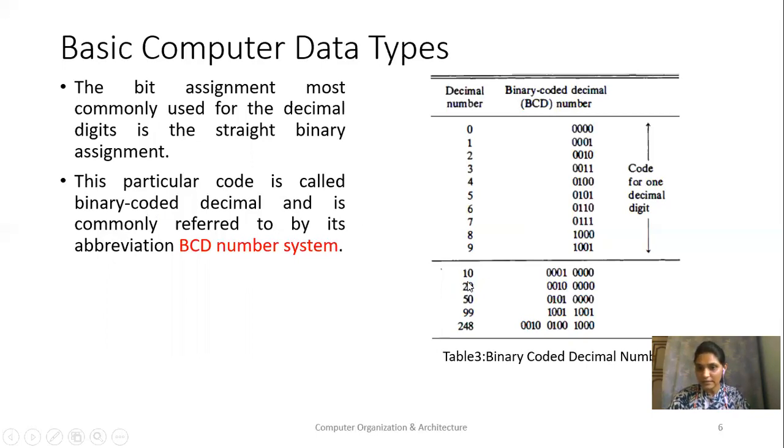Okay, now what if you want to represent 10? If you want to represent 10, then you have to represent 1 separately and 0 separately. That means you represent 1 by 0001 and 0 by 4 times 0. Similarly, for 99, you represent 9 separately, 9 as 1001 and 1001. So by using this method, you can represent any decimal number in its equivalent binary coded decimal number. Okay, this is a simple system.